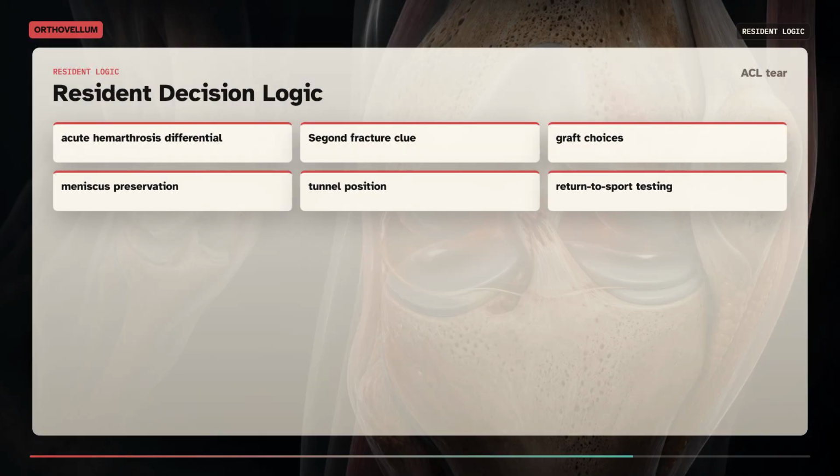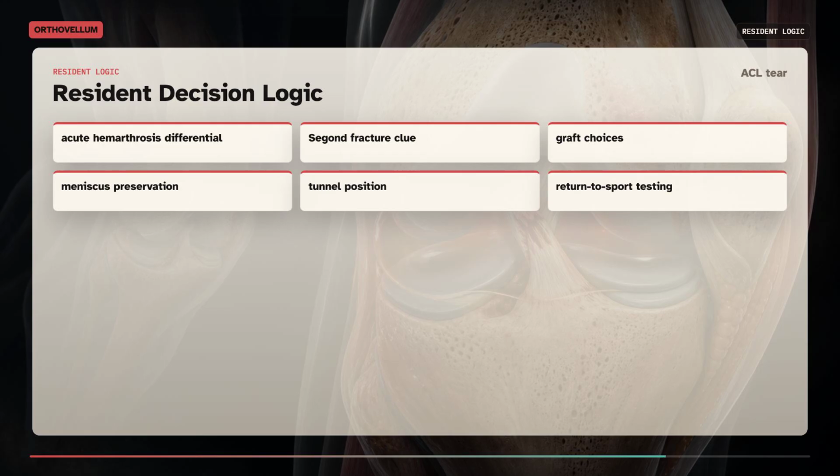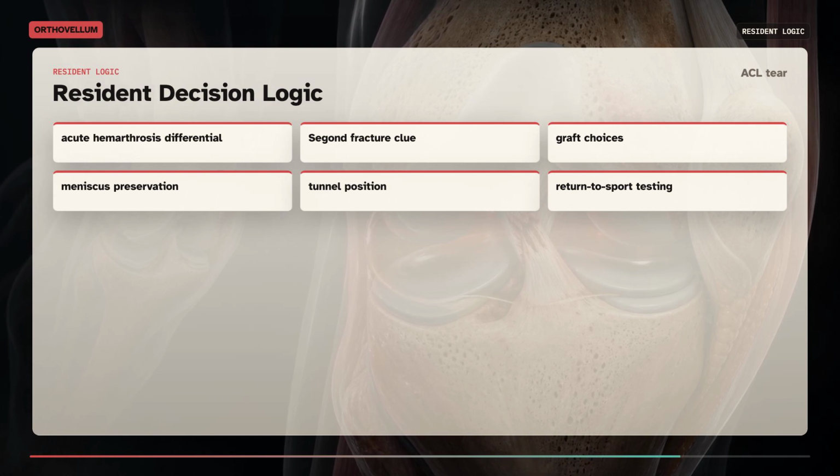Resident-level pearls: acute hemarthrosis differential, Segond fracture clue, graft choices, meniscus preservation, tunnel position, return to sport testing. Always name the differential diagnosis before falling in love with the first diagnosis. Always ask whether the proposed treatment matches the biology, the mechanics, the time course, and the person in front of you. If the story is atypical, slow down. Atypical pain deserves a wider lens.